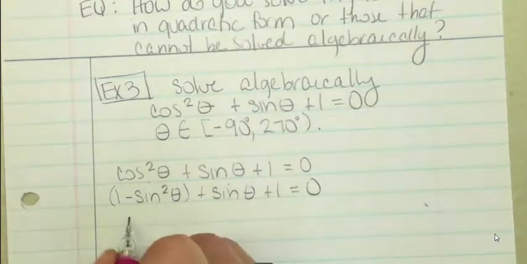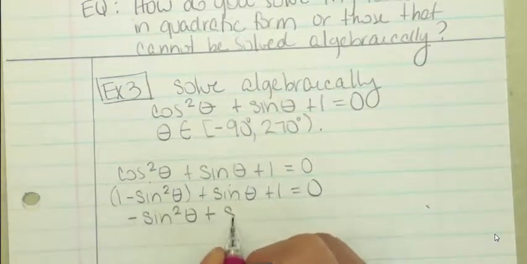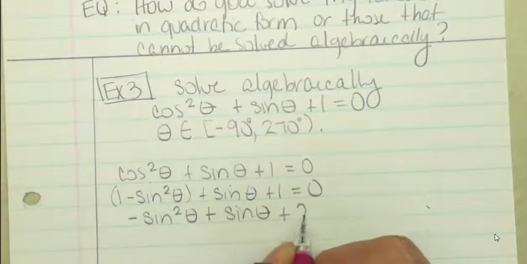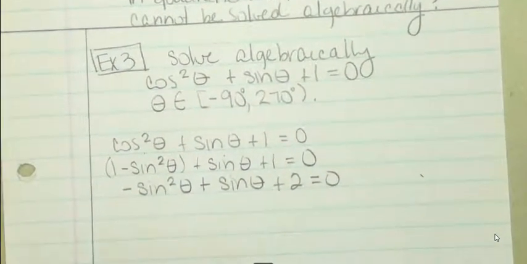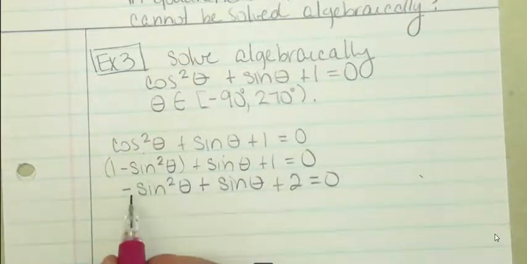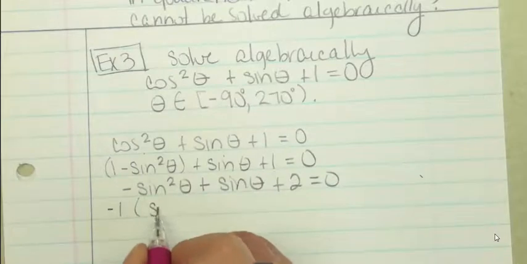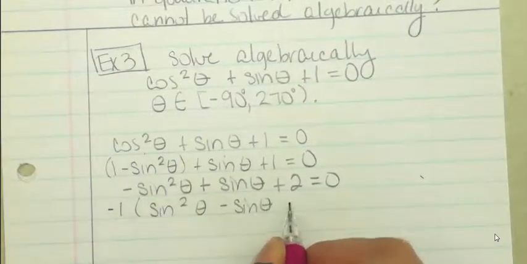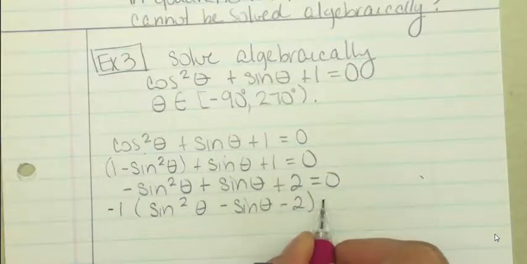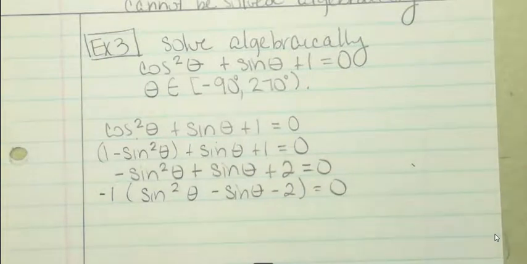Okay, now I'm going to combine any like terms. So I'll have this, because I've got a positive 1 and a positive 1. I personally don't like a negative out here, so I'm going to factor that out. And now I'm going to focus on this part, and I'm going to factor it.